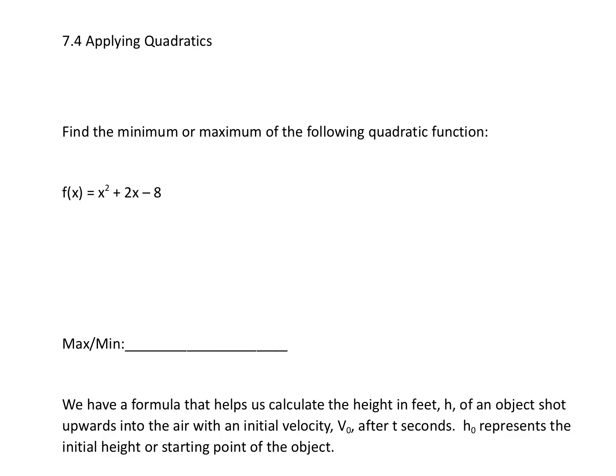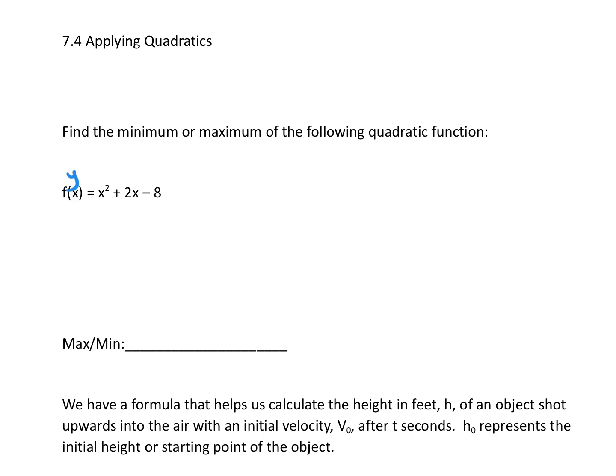All right, so today we're going to take a look at the last unit lesson here in the unit, looking at applying quadratics, mainly with some projectile motion problems. So to start, we're just going to try to find the minimum or maximum of this quadratic equation, f of x equals x squared plus 2x minus 8. Just remember f of x is the same thing as y.